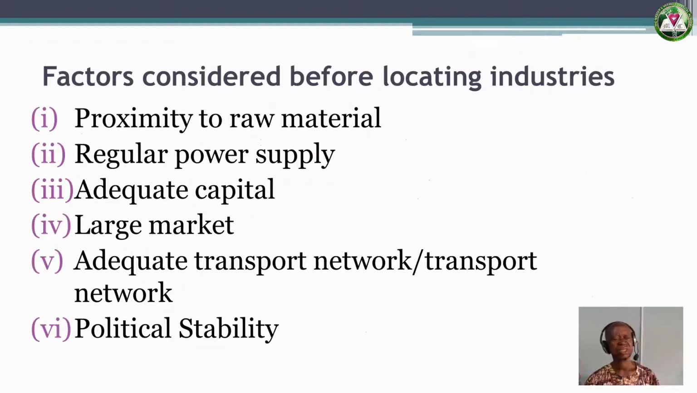What are the factors that should be considered before locating an industry? It is cheaper and easier to locate manufacturing industries close to the raw material. Many raw materials are heavy in nature. Let us take, for example, limestone, a very heavy, bulky stone. You cannot locate the industry far away from where you can get limestone.